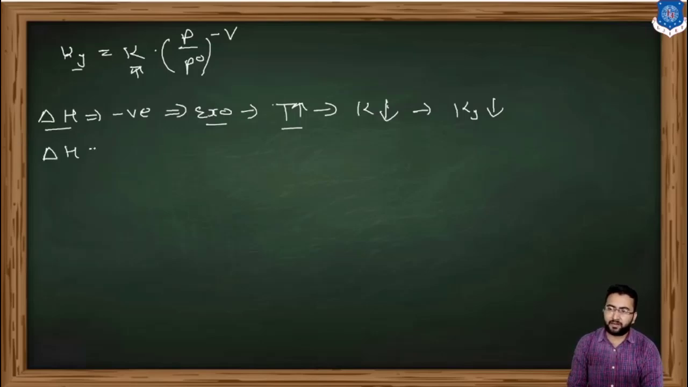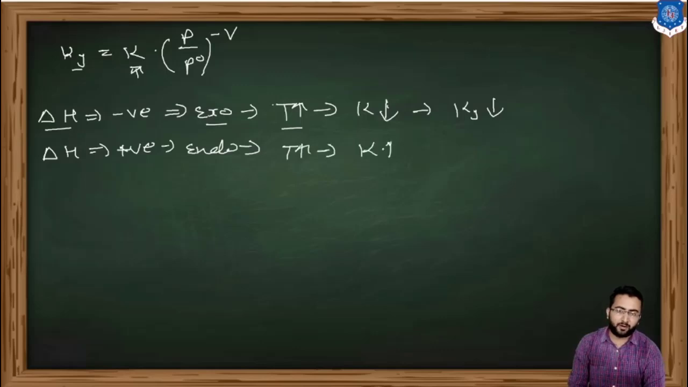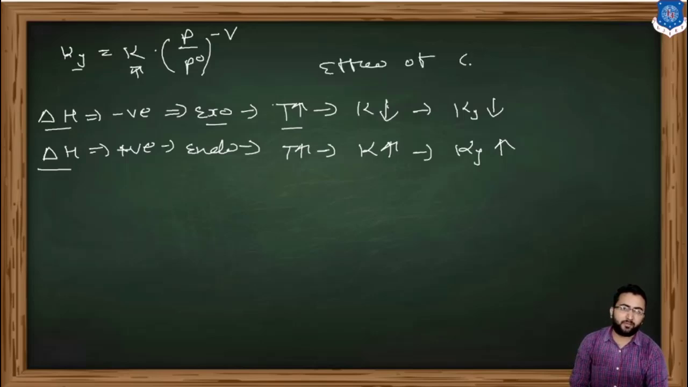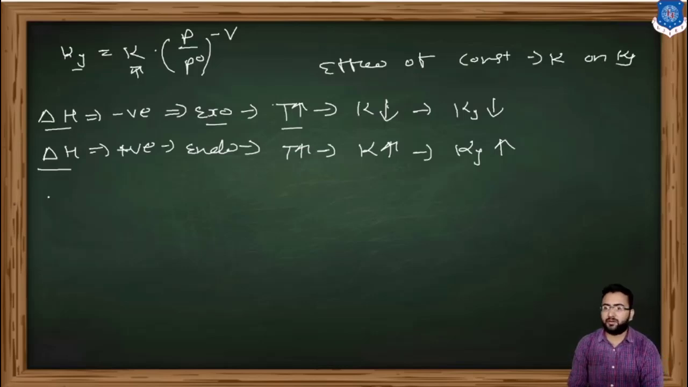Now if the delta H value is positive, then it is an endothermic reaction. For an endothermic reaction, if we increase the temperature, the value of K increases, so the value of conversion will also increase. So this is the effect of equilibrium constant K on Ky.